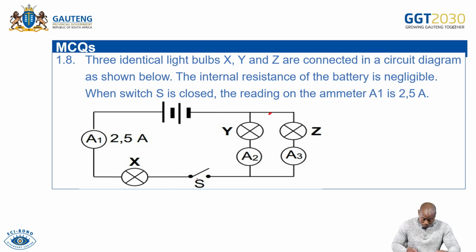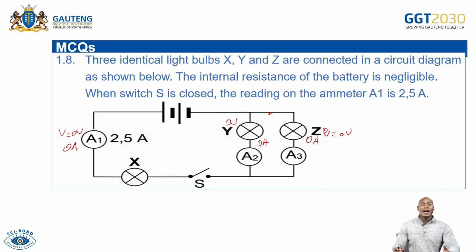Then if it's open, the reading on A1 would be 0 amperes, the reading on A2 would be 0 amperes, the reading on A3 would be what? 0 amperes, right? If it is open, I hope it's clear. And if the reading on A1 is 0, even the potential difference here will be 0 volts. Potential difference here will be 0 volts. Potential difference here will be what?